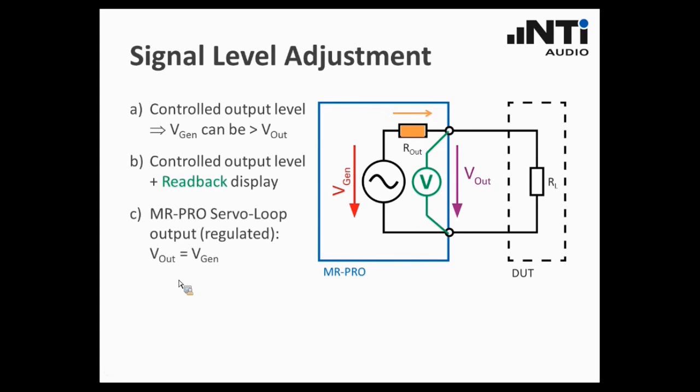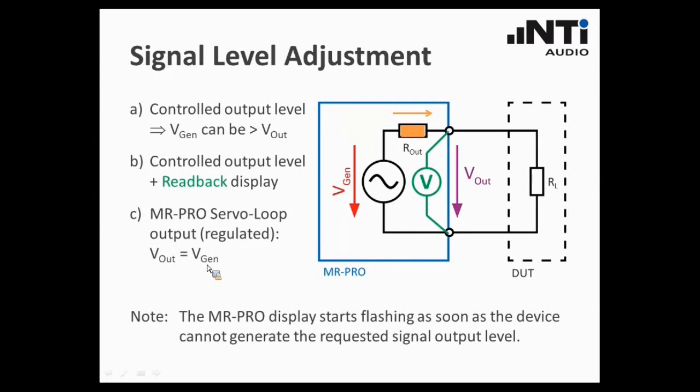The MR-PRO, however, has an even more sophisticated and comfortable solution. We call it the servo loop output. This is actually a regulated output that basically does the same. It also measures the output voltage and then regulates the generator voltage accordingly so that we have a high level of identical level between the actual output voltage and the generator voltage. This is a very powerful feature. You will not find it in very many instruments. It's quite unique for handheld instruments, and it makes the MR-PRO a very powerful device.